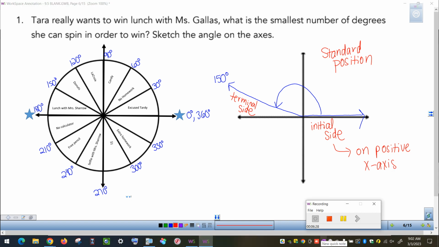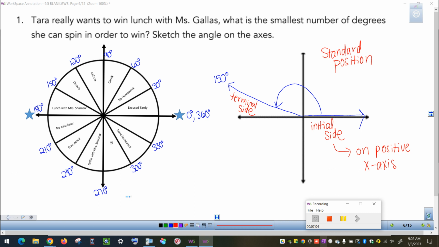All right, let's take a look here at number 2. It says that Tara actually spun 510 degrees. Did she win lunch with Ms. Sharrow? And we're going to sketch the angle again on the axes. Anything above 360 degrees just indicates that the spinner is going around more than once. So if she spins 510, she's gone one full time around to get to 360. If that spinner is still moving, this next position would be 390.